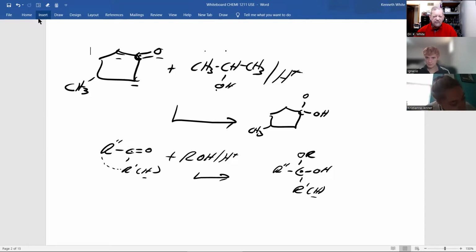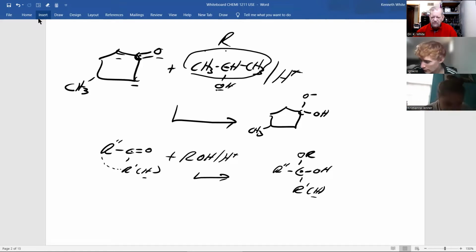What's my R group? Isopropyl. The carbon with the hydroxyl group will be the carbon attached to the oxygen in my hemiketal. And that's how you do it.